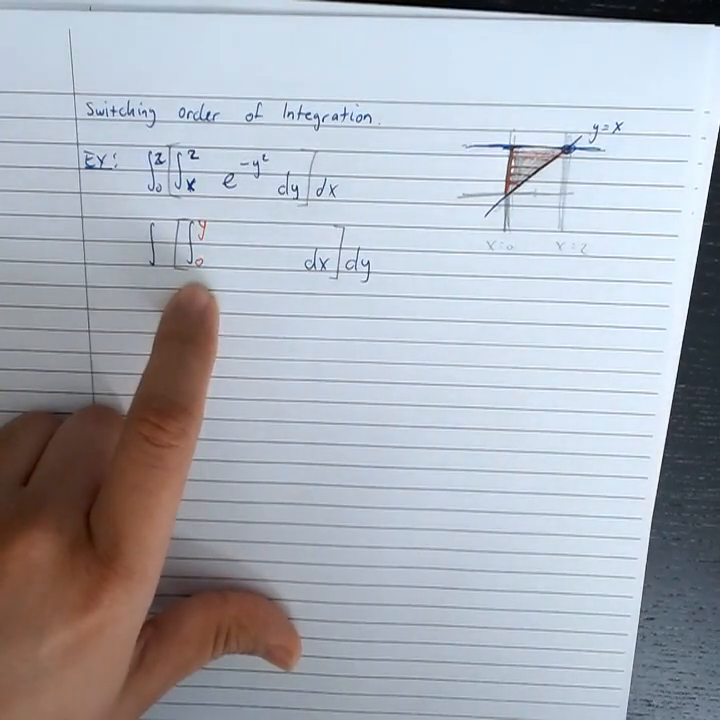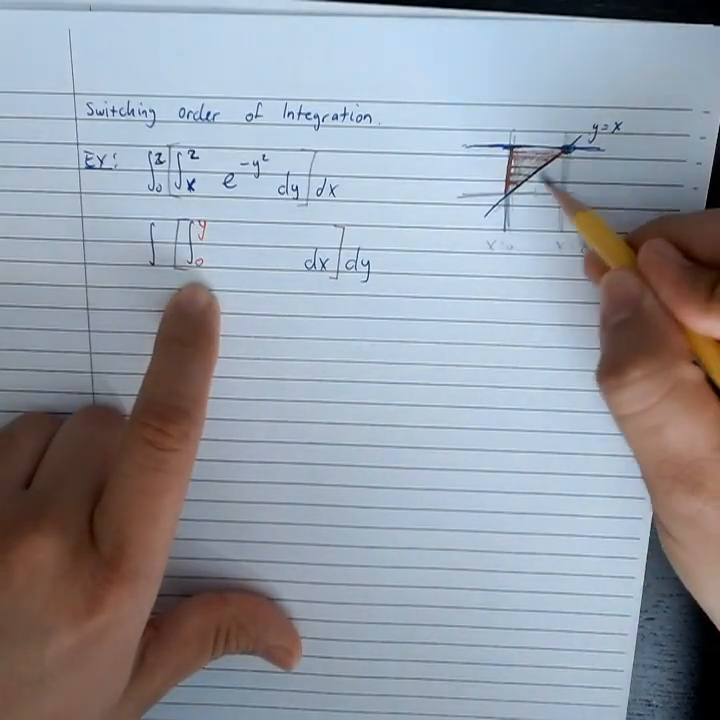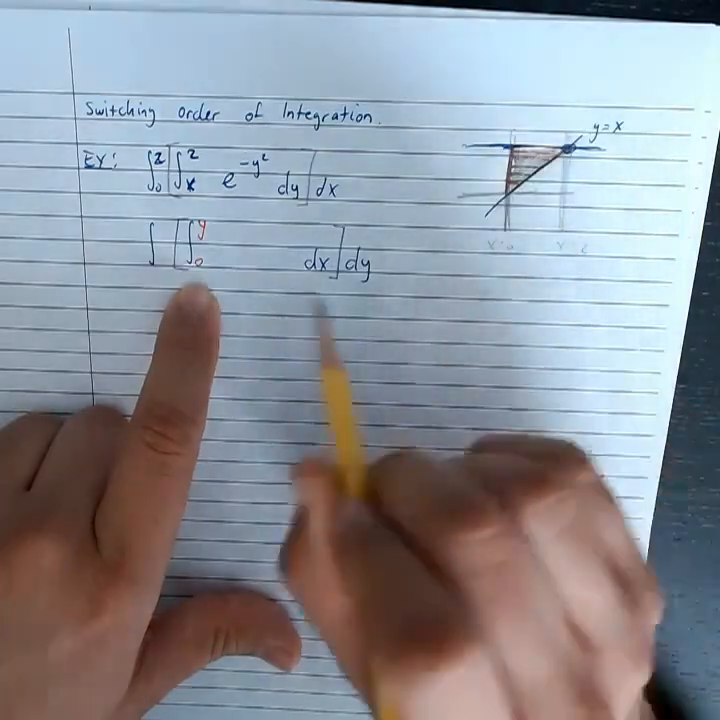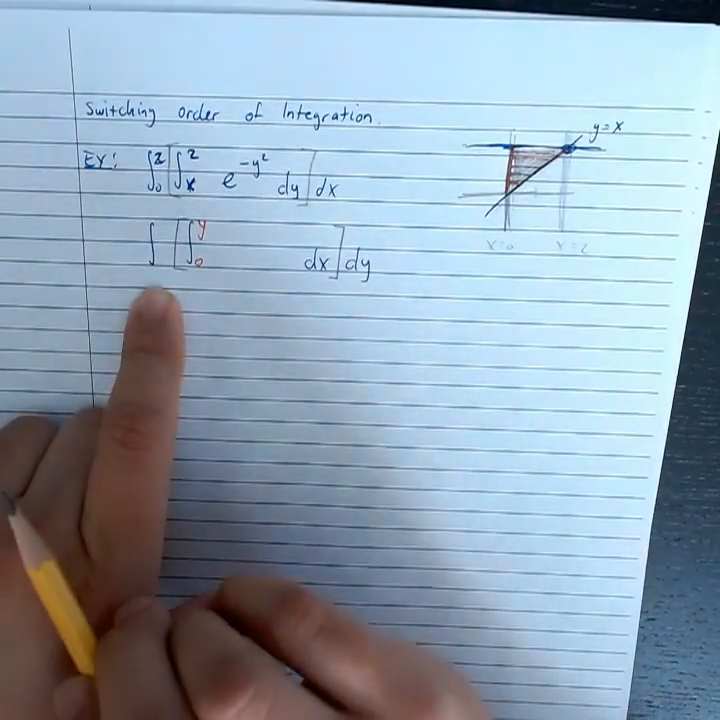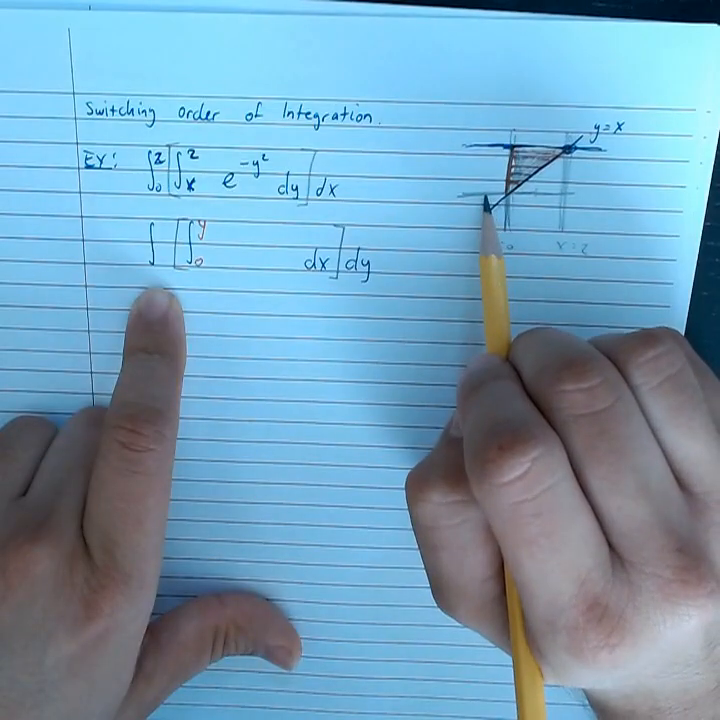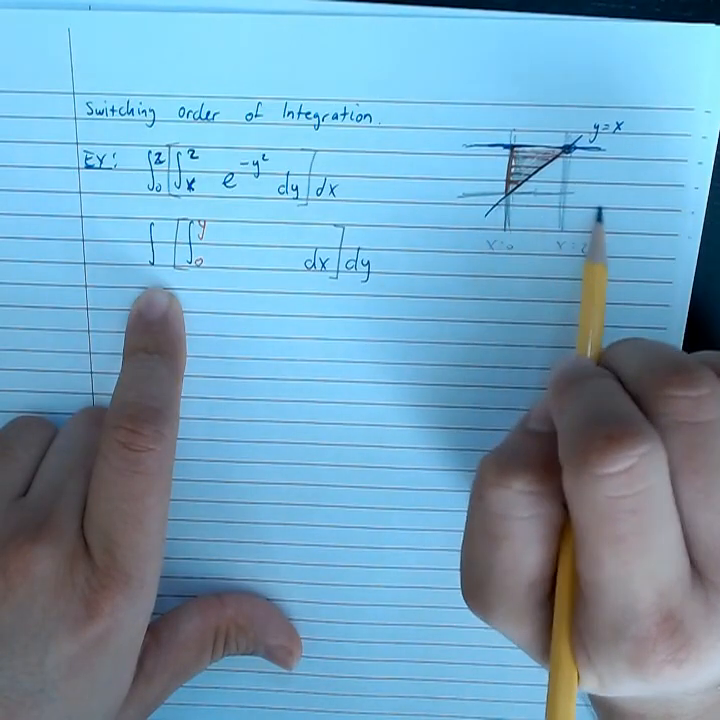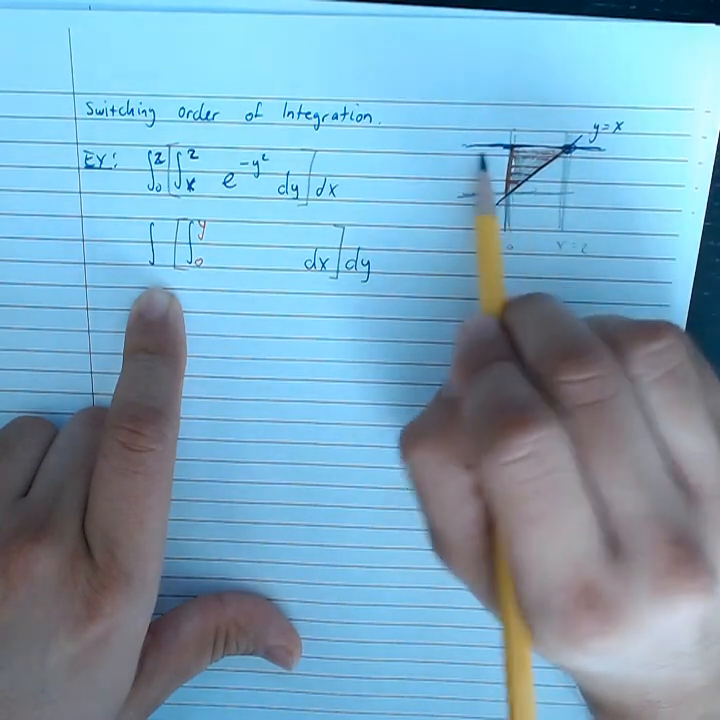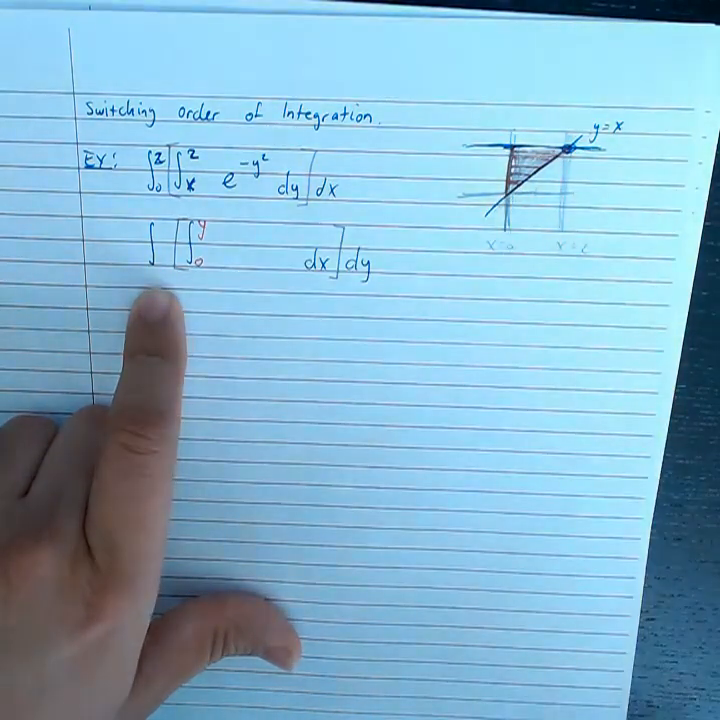Okay, well, now that I've described the left and right, I need to describe the top and the bottom. But now, since that's the outermost set of boundaries, I have to do that with just constants. So here, the lowest constant, well, that's 0. And the highest constant, well, that's 2. So from 0 up to 2.